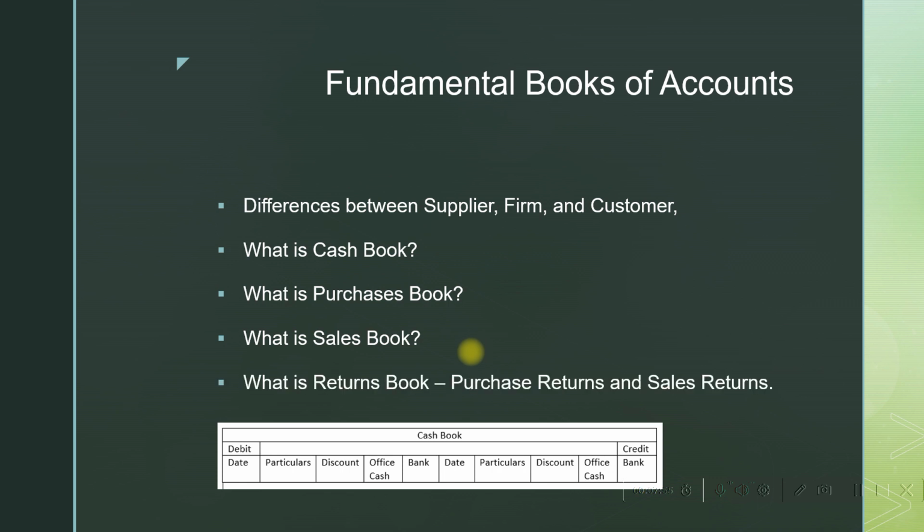And now what is returns book? Goods returned to suppliers are recorded in the return outwards, since raw materials are involved. And goods returned by the customer are recorded in the returns inward book. So that is the returns book. Okay.